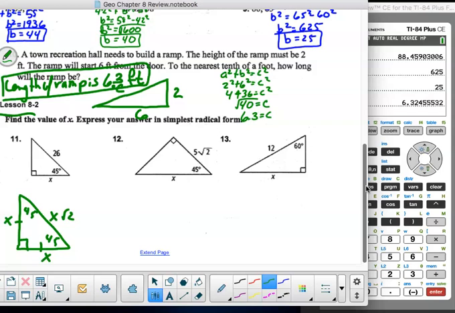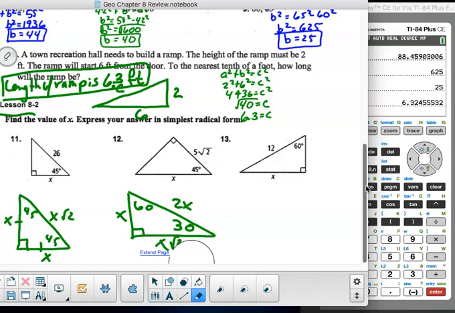On a 30-60-90, if this is a 30, this is 60, this is 30, the sides are x, 2x, and x the square root of 3. Let's make that a better 3, the square root of 3. Those are the two patterns I'm going to use here.